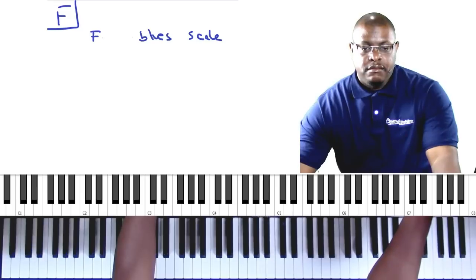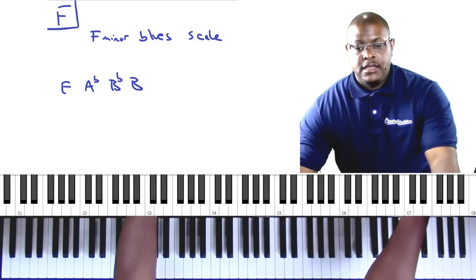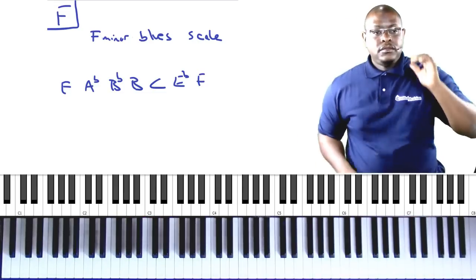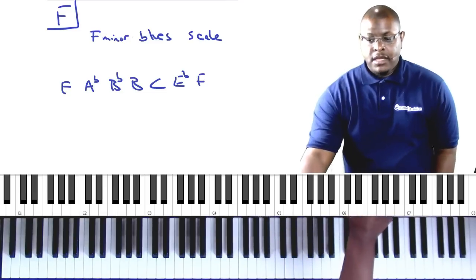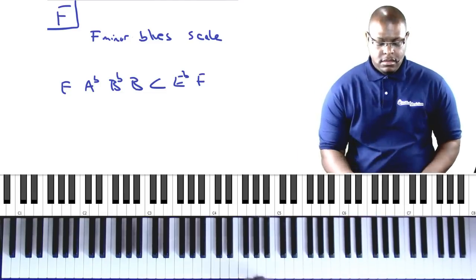So F minor blues. All right, and so the F minor blues, the notes are F, A flat, B flat, B, C, E flat, and F. Okay. Now, bonus points to the person who can tell me what's another name for this scale.